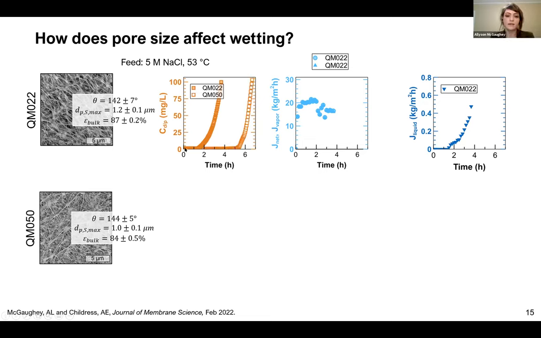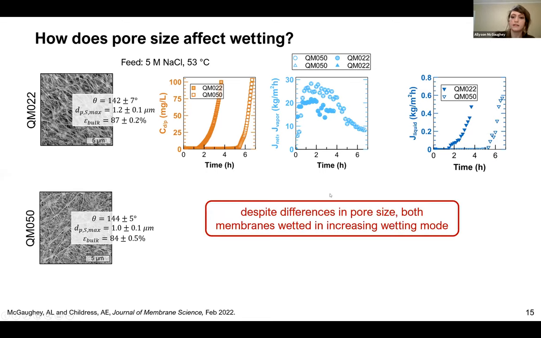So here we see that although we've delayed increases, we still see a relatively rapid increase in CDP. Net and vapor flux for this membrane are also very similar and overlapping throughout operation, indicating that most of the membrane did remain dry. This decrease is likely due to scaling of the membrane surface. And similarly with liquid flux, we see a delay, but we still see this increasing trend. So we saw increasing wetting for both. Despite differences in pore size, both of these membranes wetted in increasing wetting mode.